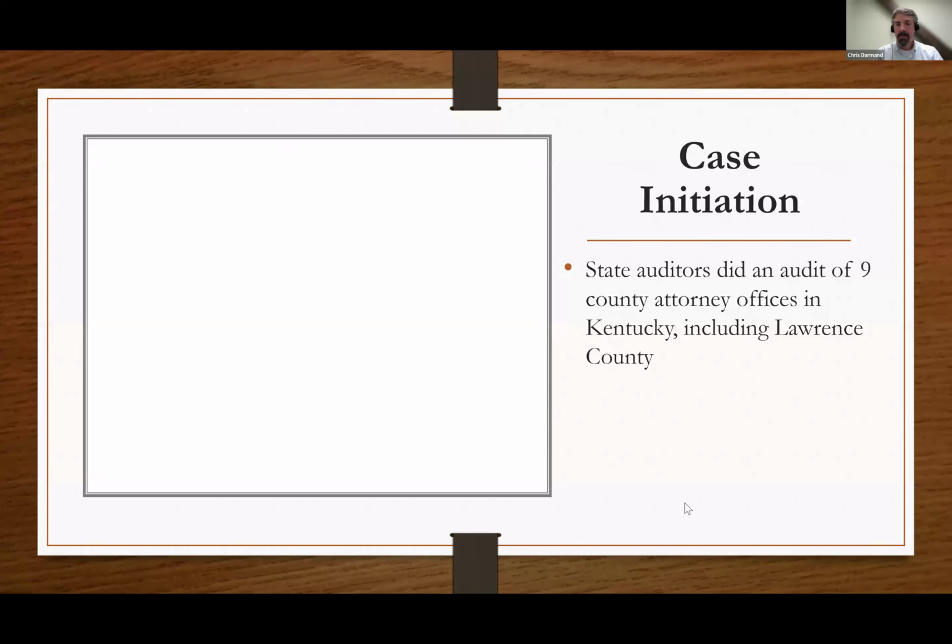The state of Kentucky's Auditor of Public Accounts completed an audit that was published in 2020. And for this particular audit, they selected 9 different county attorneys' offices. We have 120 counties in the state of Kentucky. This audit was targeted on 9 of those.